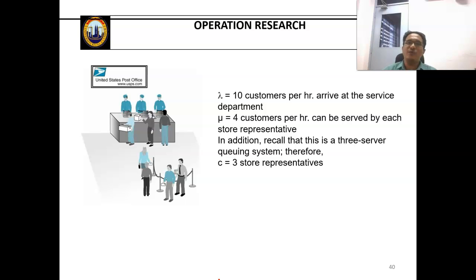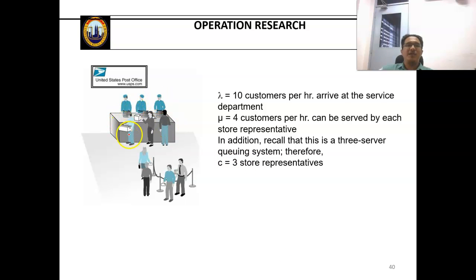I just want to repeat for the multiple server. If we have one single line and multiple counters, that is considered a multiple server. If there is a dedicated line for each server, this is not the multiple server. That is considered theory 1, 2, or 3. But for the theory of multiple server, one line and we have multiple servers. So we have C, the counter.